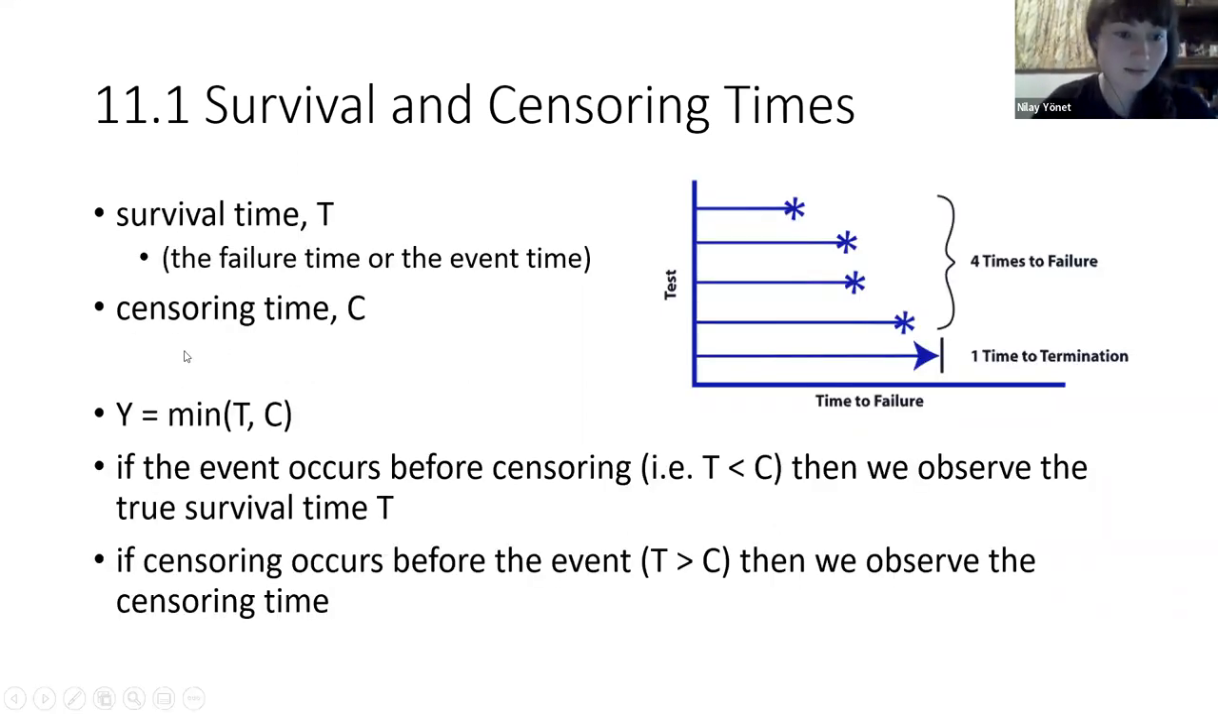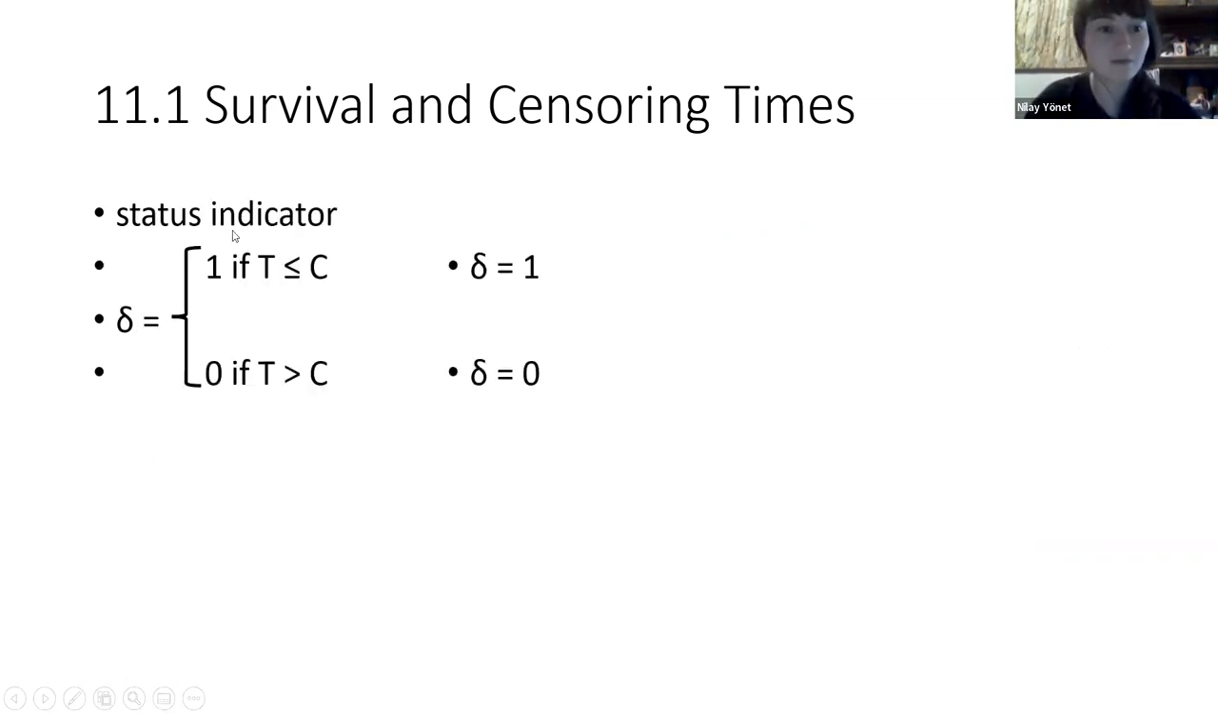And just like the random variable y here, we have a status indicator as the small delta. It means that if survival time is smaller than or equal to censoring time, we will take the status as 1. And if censoring occurs before the event happens, then we will take the status indicator as 0. So we will have these y and delta pairs, as many as the number of our observations. So if we have n observations, we will have n of these pairs.